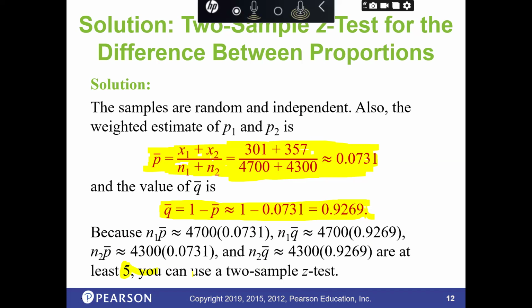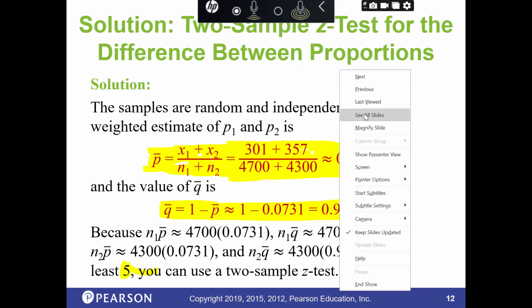It's getting to the end of class here, so I'm going to give you the pieces of the problem and the answer, and then we'll come back to the big equation for those who want to fill it in. 301 plus 357 divided by the total number of participants in the study gets you 7%-ish. The opposite is about 93 or 92%. Almost there.